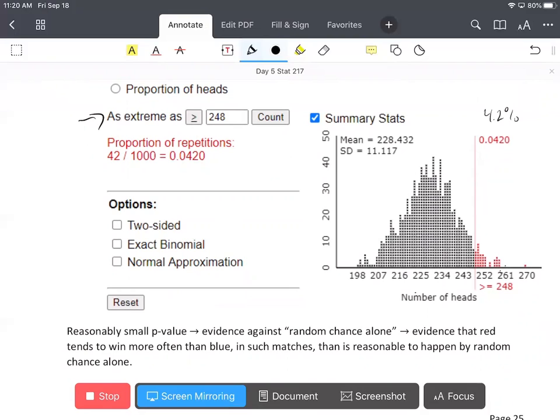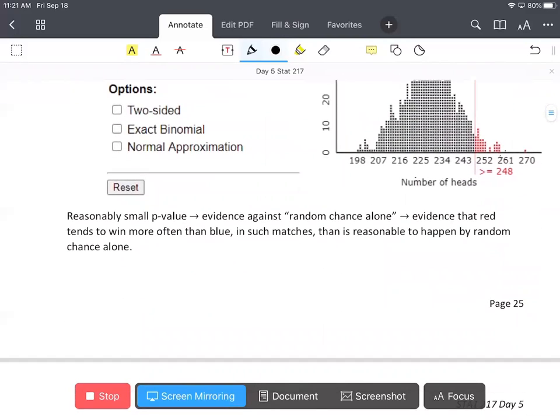Each time you do this at home on your own, your number may be a little bit different. You may get 3.9% or 4.3% or 4% for your actual p-value, because this is our p-value here. That's okay, because this is going to be a little bit different each time we hit reset on the applet and generate it, because these are random. So we found that a reasonably small p-value gives us evidence against random chance alone.